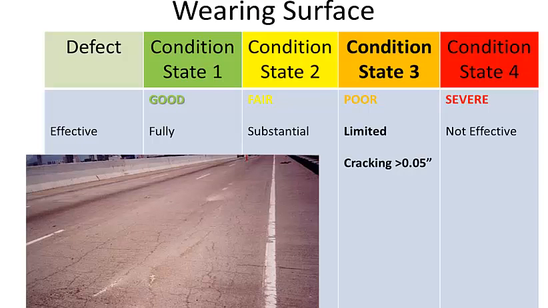Cracking is a defect that we look for in wearing surfaces, and again it goes back to if you've got cracking that is wide, something more than 0.05 inch, and these are dimensions that AASHTO has gotten from ACI, 0.05 inch would be condition state 3.